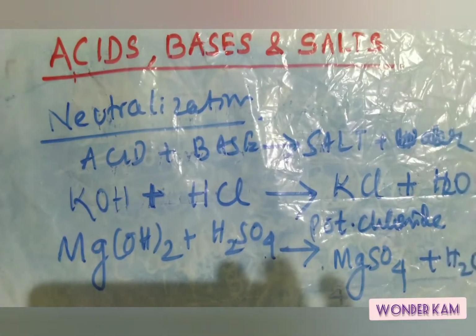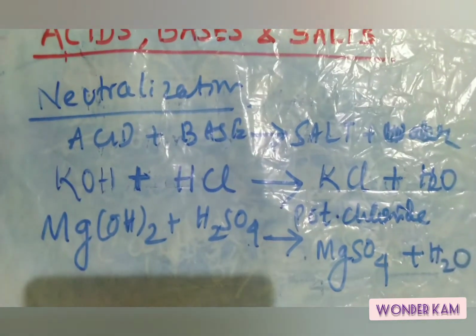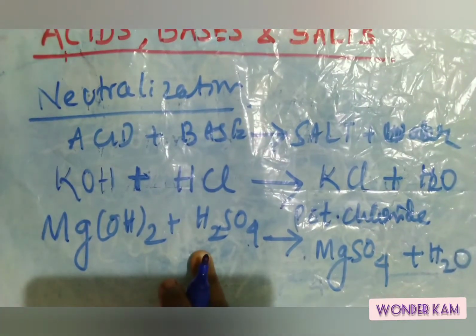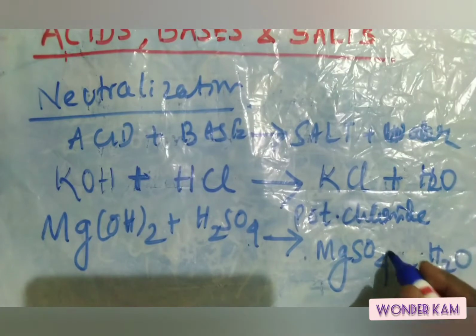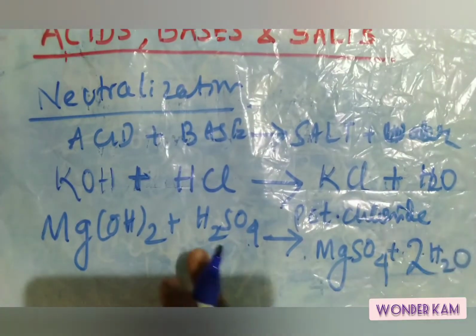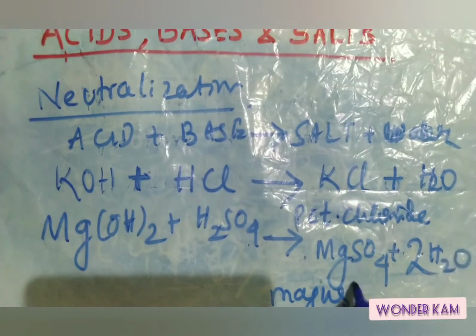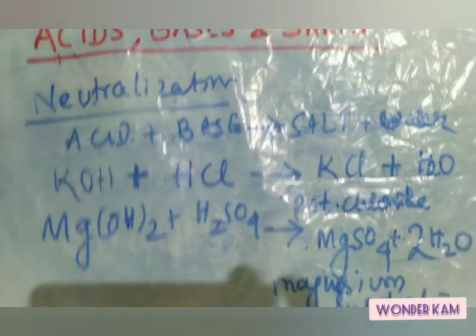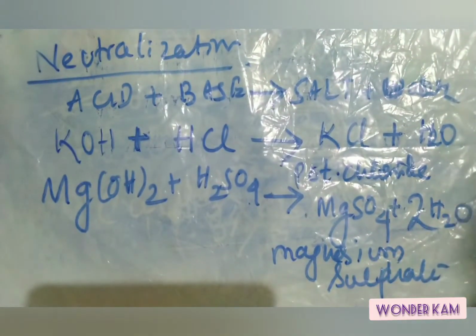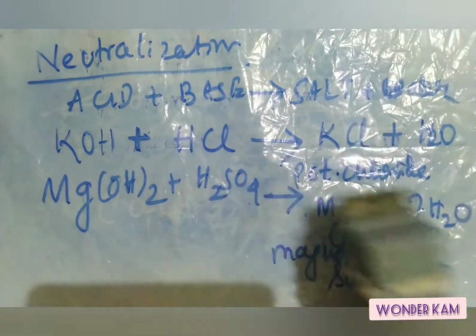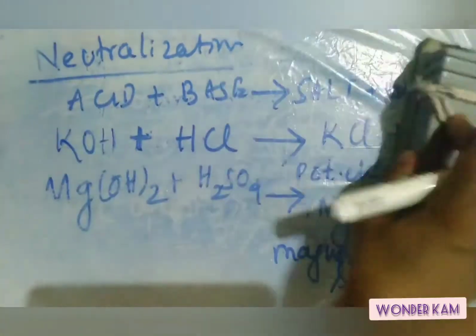If we balance it, so 4 hydrogen and 2. Okay, now this is a balanced equation. This is magnesium sulfate. Magnesium sulfate is the salt. Okay, so this is the preparation method for the salt.